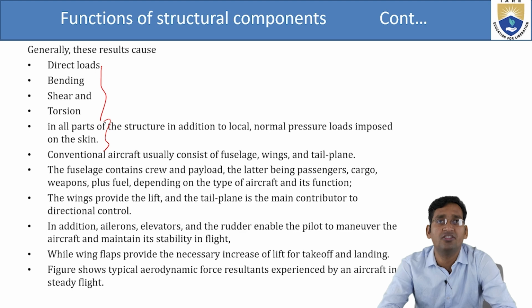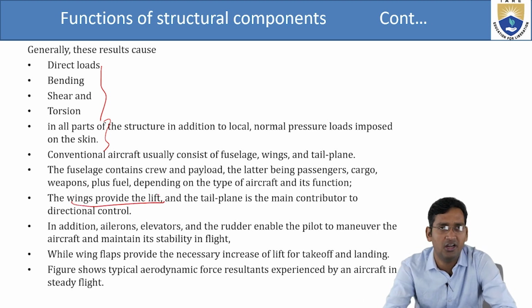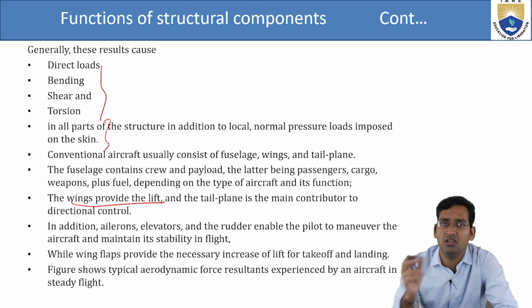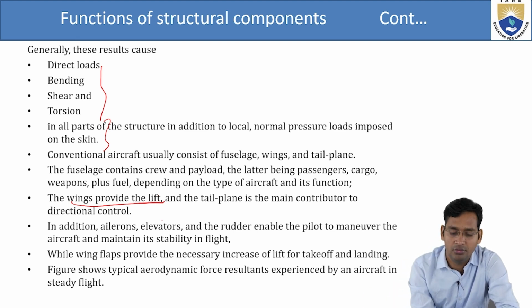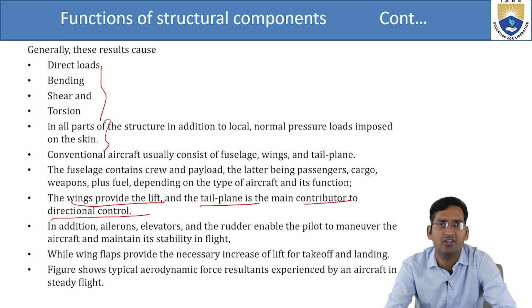The fuselage contains cargo and weapons. The wing provides the lift and the tailplane is the main contributor to directional control. So just see the working: lift is generated because of the wing, and the tailplane is the main directional control surface. So the tailplane is used for directional control, and the wing is used for lift. Now what about the fuselage? The fuselage will carry the payload.